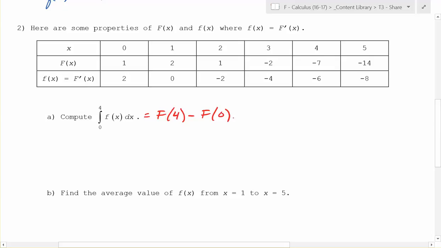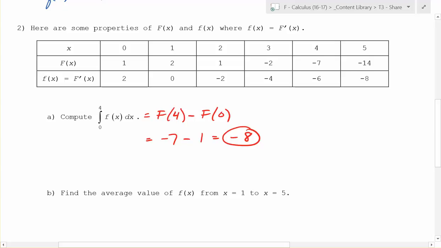So do we have that information in the chart? Yes. Is that information there? Yeah, it is there actually. So does it tell us what capital F of 4 is? What is capital F of 4? Negative 7 minus what's capital F of 0? Is equal to negative 8. So sometimes you have a chart that will give you enough information directly, right?